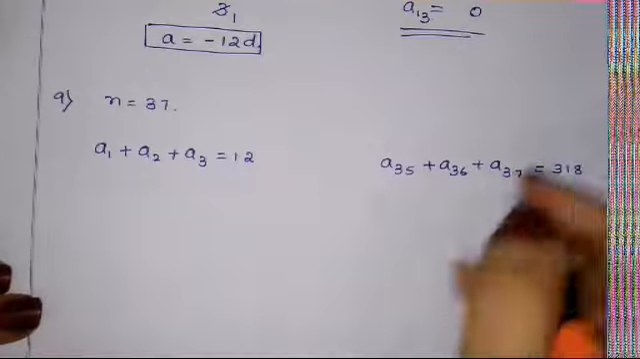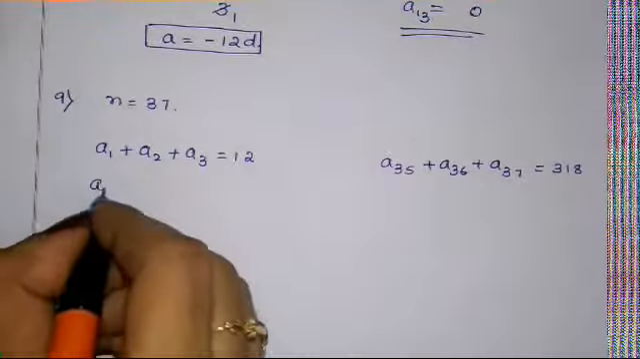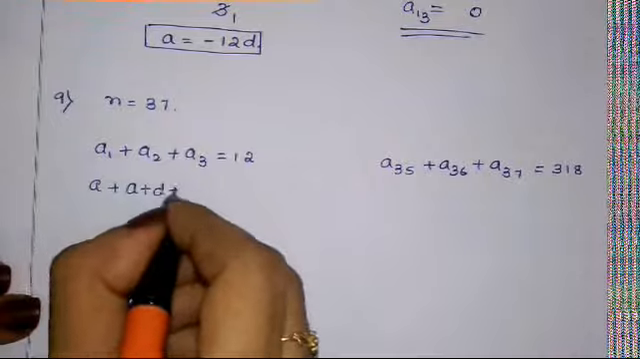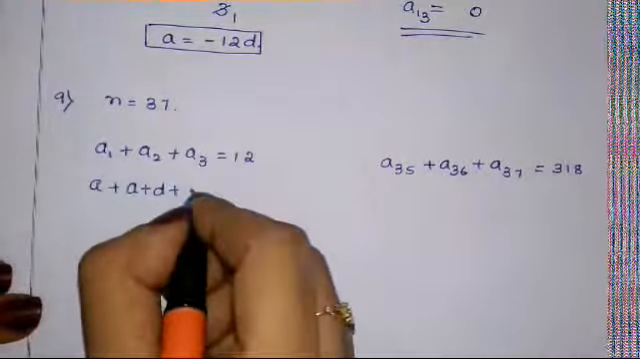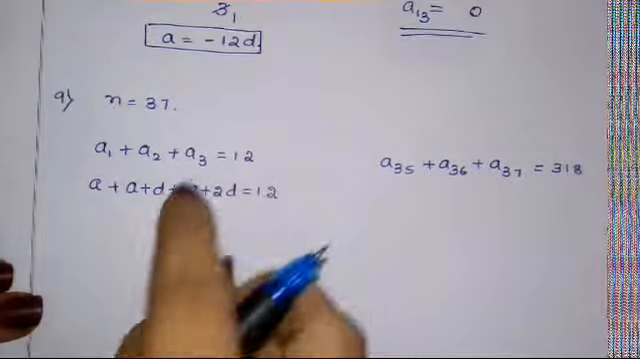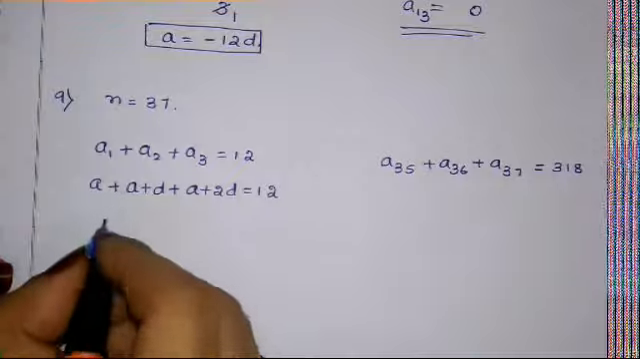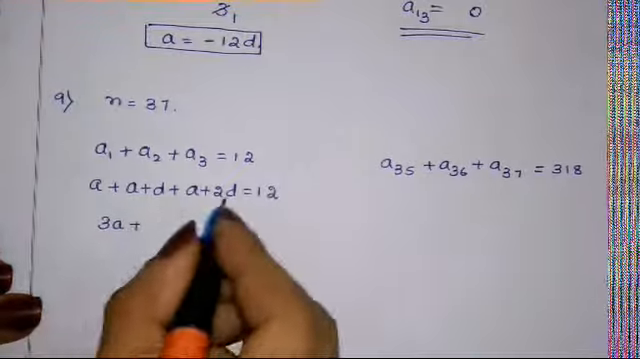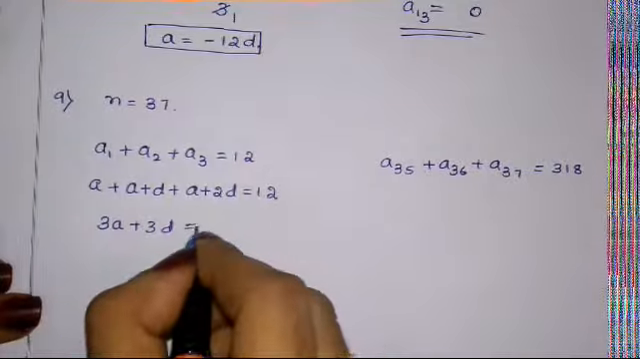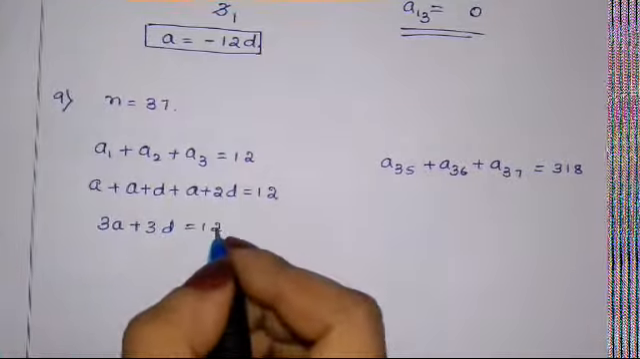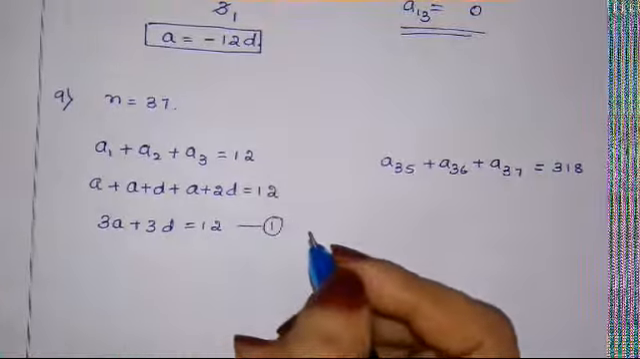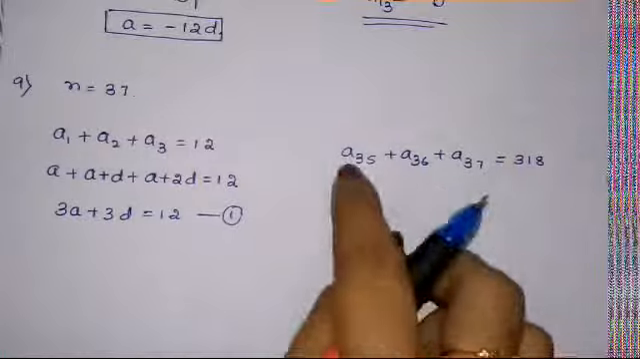Okay, so A1 is nothing but A. A2 is A plus D, and A3 is nothing but A plus 2D, which is equal to 12. A plus A plus A is 3A, plus 2D plus D, 3D, is equal to 12. We will write this as equation 1.